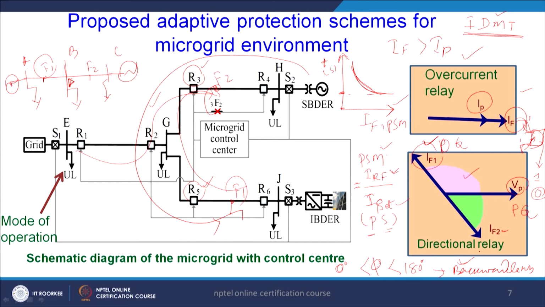If it is so, this directional relay will declare that the fault is behind the relay, not in front of the relay. But if this phi is between 180 degrees and 360 degrees, then the fault is declared to be in the forward direction. Forward direction means it is in front of the relay, that is F2. So, this is the basic principle of operation of the directional relay.